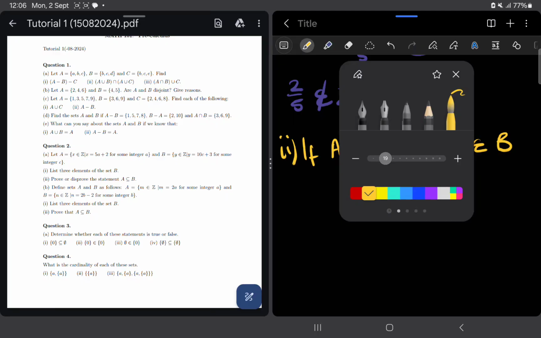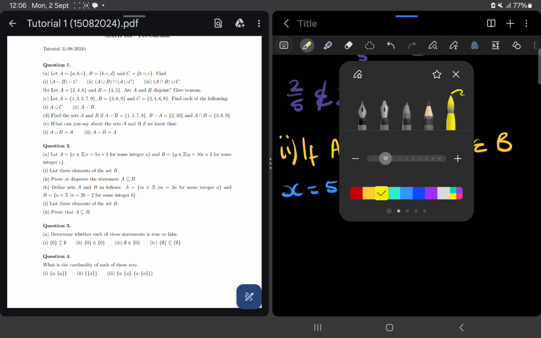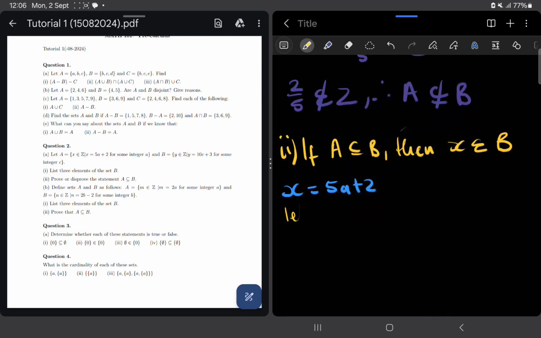What we'd be saying is, what are the X? We say X is equal to 5A plus 2. And we are saying that this 5A plus 2 is going to be in B. So I'll choose one value. I'll say let A be equal to 1, like we did. That would mean X will be equal to 5 by 1 plus 2. X will be equal to 7, right?